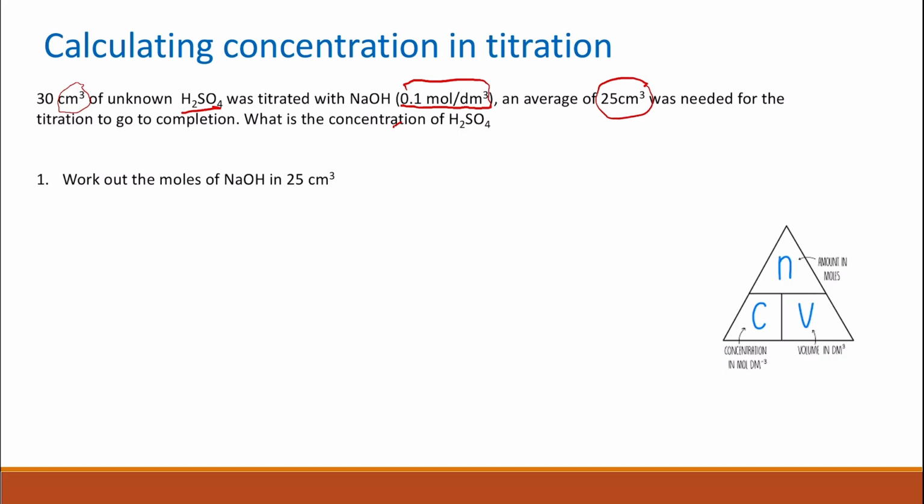Before we start working on this, we need first to write the balanced equation for this reaction. It's very important to have the equation balanced. So we have sulfuric acid reacting with 2 sodium hydroxide to give you sodium sulfate and water.